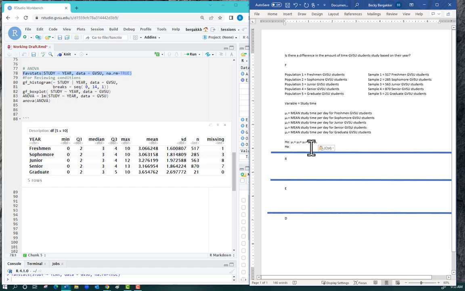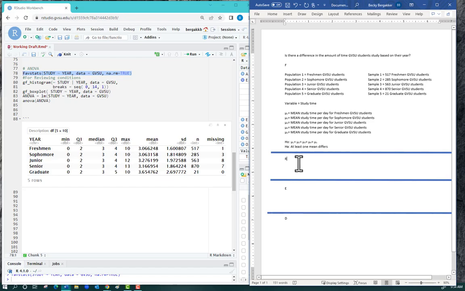But remember, for the alternative, that is different than saying mu1 doesn't equal mu2, doesn't equal mu3, doesn't equal mu4, doesn't equal mu5, because that would mean that all of them have to be different from one another. But we just need one mean to be different for us to be able to see evidence for the alternative.